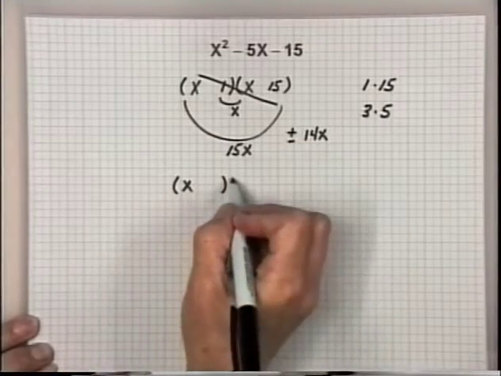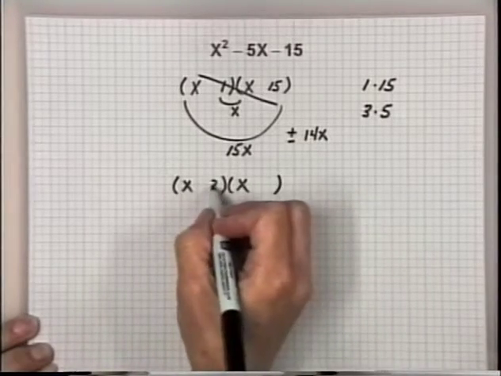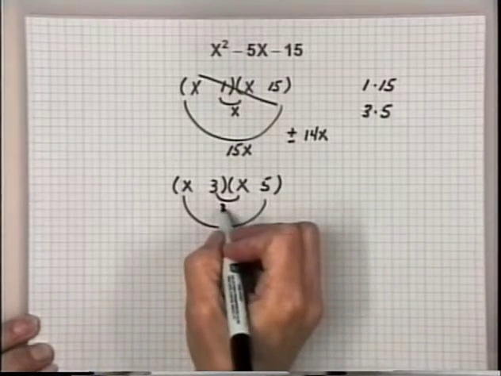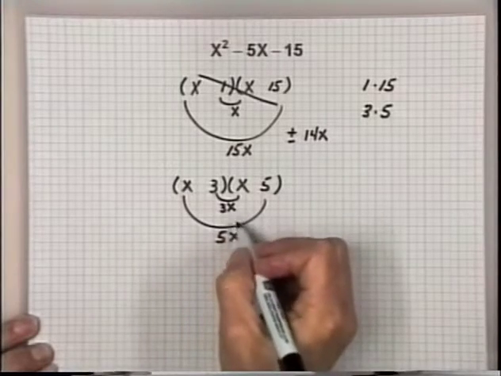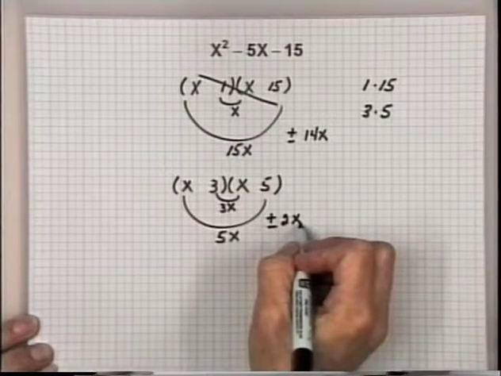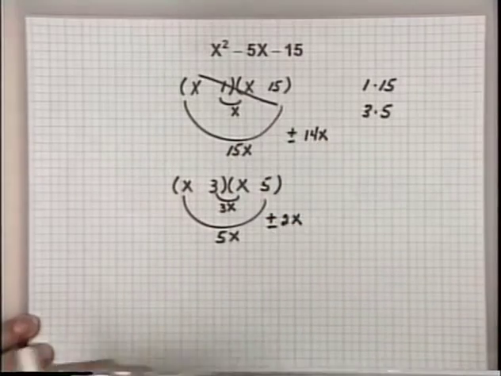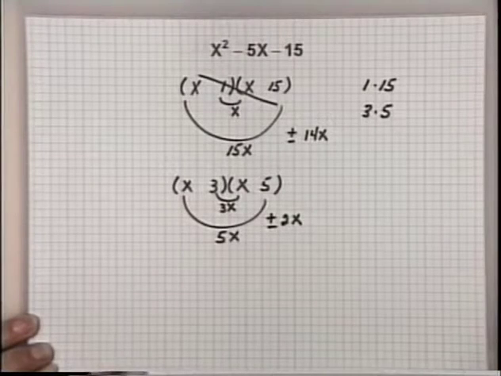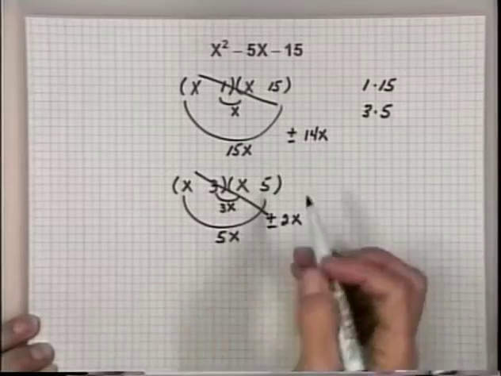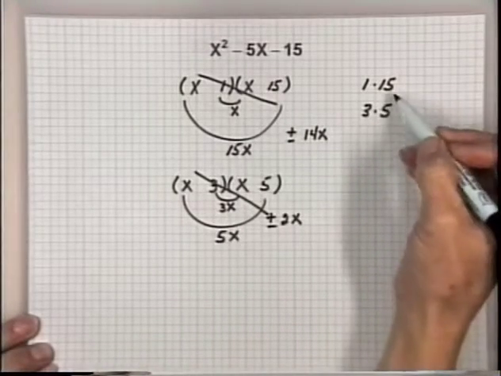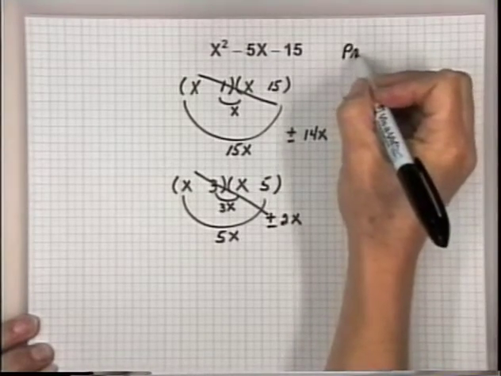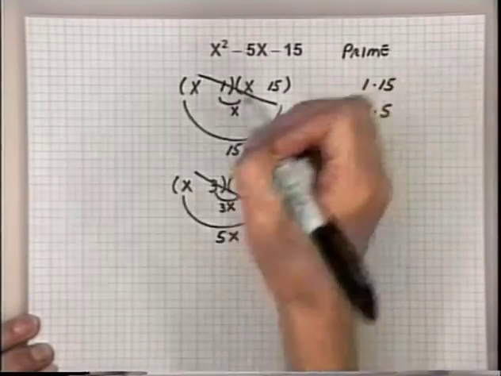Let's try the other numbers here of 3 and 5. Here the outside product is 5x, the inside product is 3x. With opposite signs, I would either have a positive or a negative 2x. Again, this is not giving me that middle term of negative 5x. So this combination also does not work. Since we have to have opposite signs and these factors don't work and those are our only choices, this particular trinomial is prime. It would not factor.